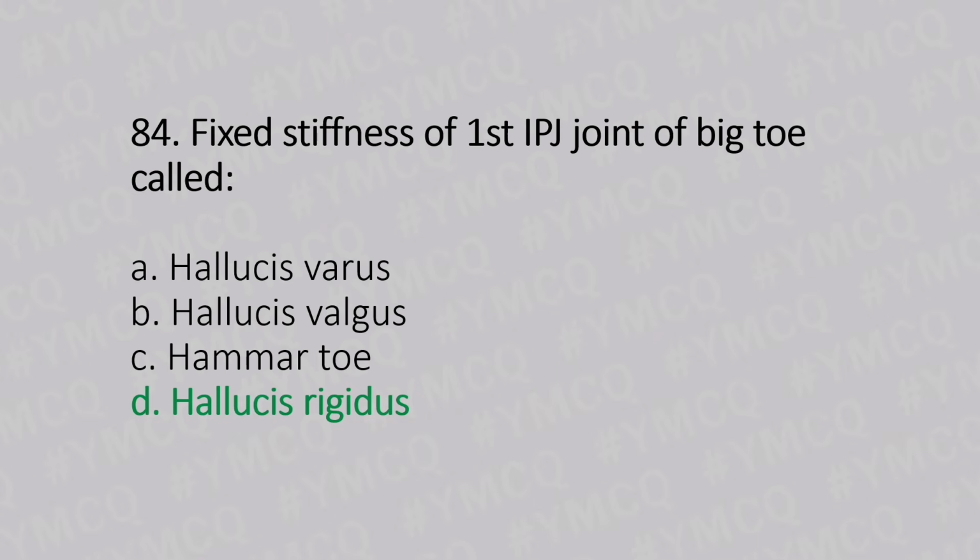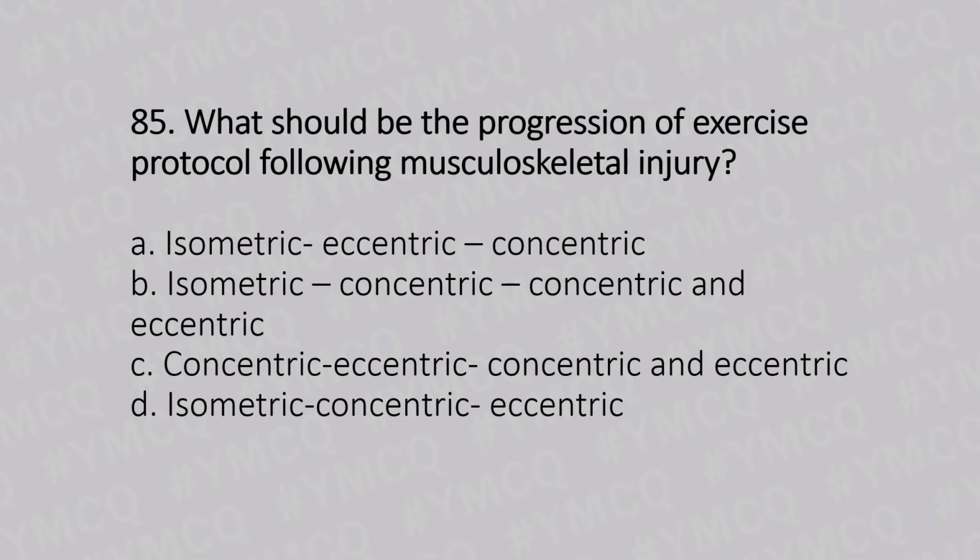Moving to our 85th question. What should be the progression of exercise protocol following a musculoskeletal injury? Option A, isometric, eccentric, concentric. Option B, isometric, concentric and eccentric. Option D, isometric, concentric, eccentric. And the answer is option A, isometric, eccentric and concentric.